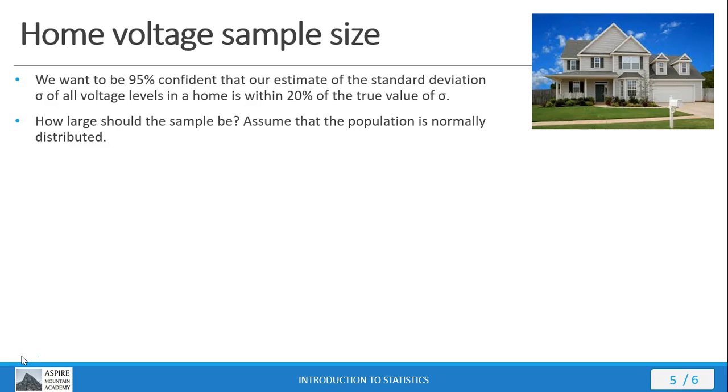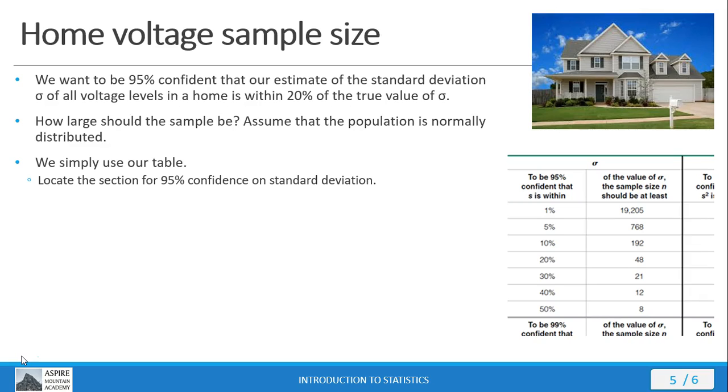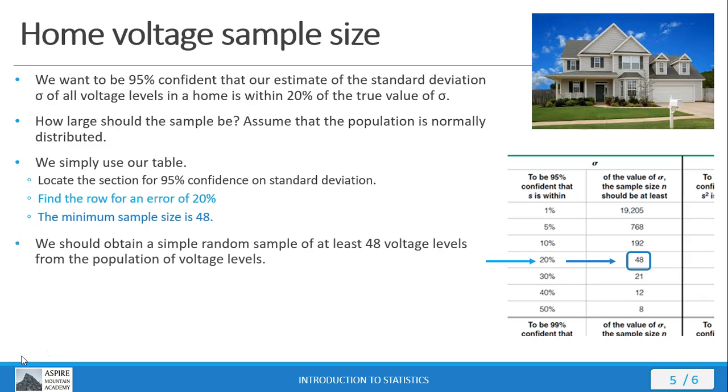We're assuming the population is normally distributed, so we're just going to go back and look at our table. That's all we can do for sample size for variance and standard deviation. Again, we want the top left quarter because we're looking at standard deviation and we want to be 95% confident. Now we find the row with 20%, because we want to be within 20% of the true value. Read the value right next to it. There's the 48. That's our minimum sample size. So we should obtain a simple random sample of at least 48 voltage levels from the population of all voltage levels, and that will allow us to construct a 95% confidence interval estimate on the standard deviation.